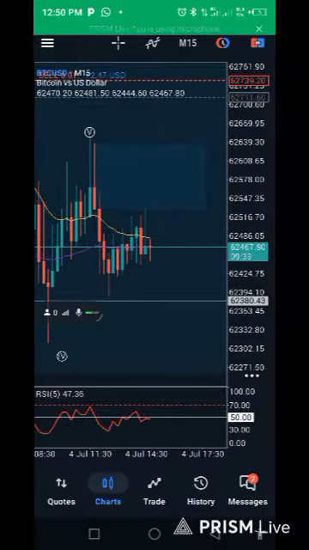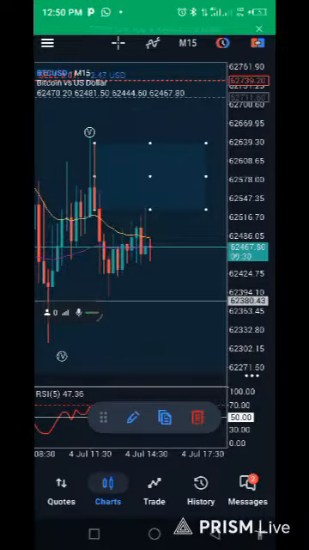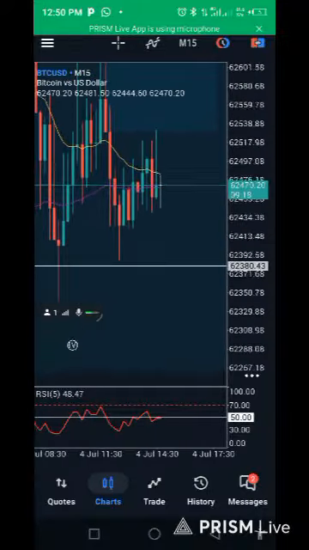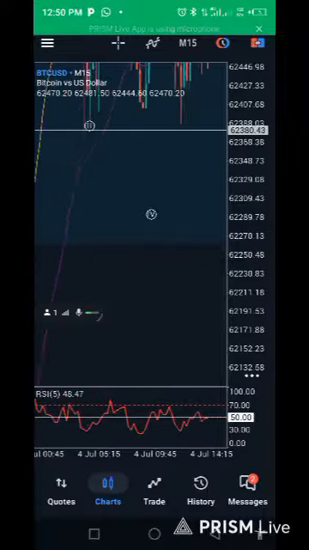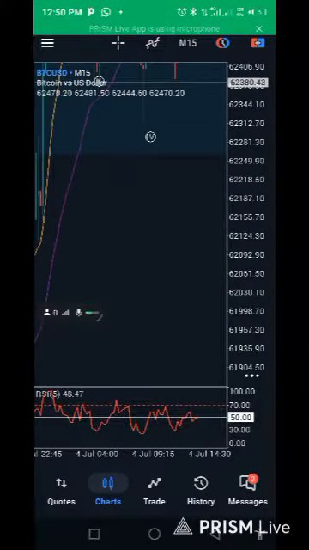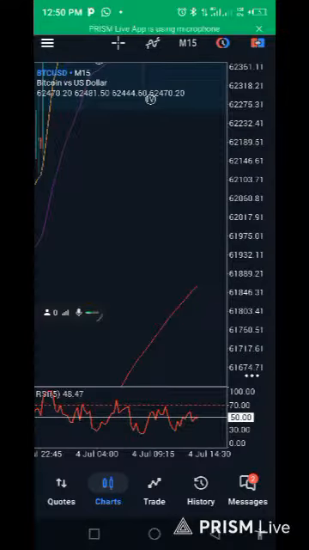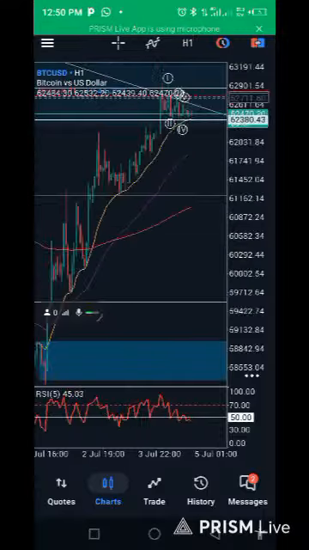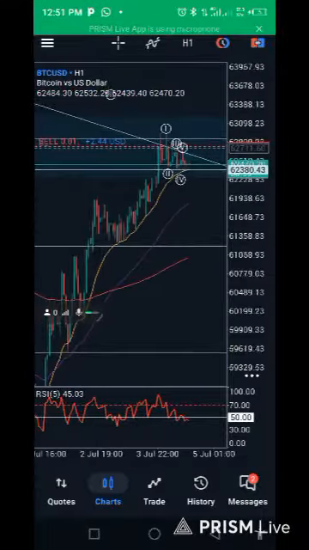You can see it has touched the order block here. I'm repeating it so that you understand. It has touched the order block, and it has done a rejection here at the top. Then coming down, it's going to come down to 57. Mark my words, I said so. Bitcoin is going down to 57 on a higher time frame.